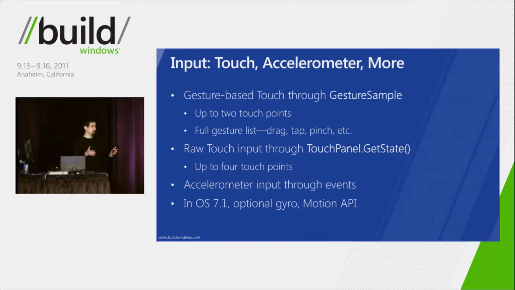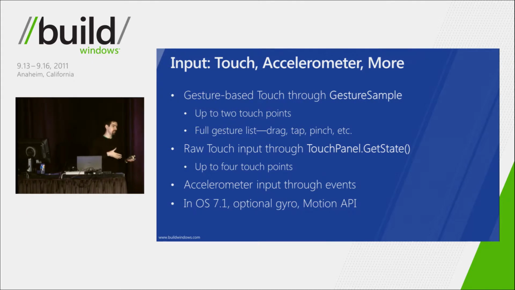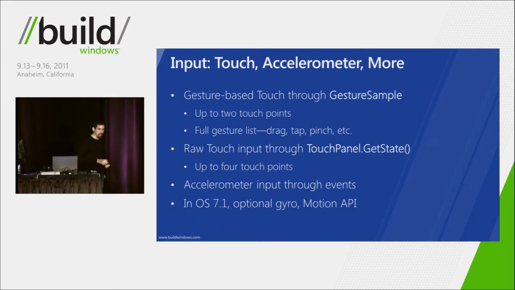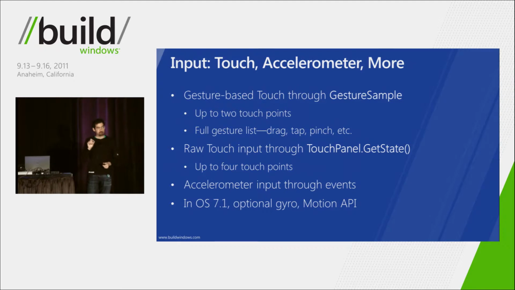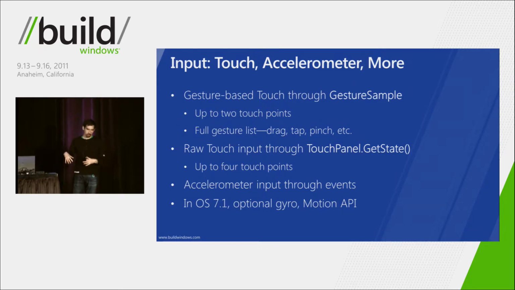There is accelerometer input. You subscribe to an event. The event fires back anytime the reading changes. You respond to that. Simple enough. And in OS 7.1, in Mango, there's an optional gyro in the chassis, and there's a motion API that combines a lot of this stuff together so that you can get a much more accurate picture of the device's location, orientation, and space, along with acceleration. So you can use that.